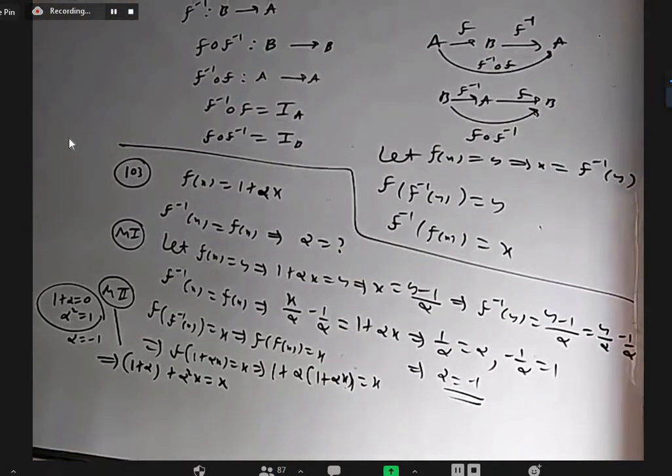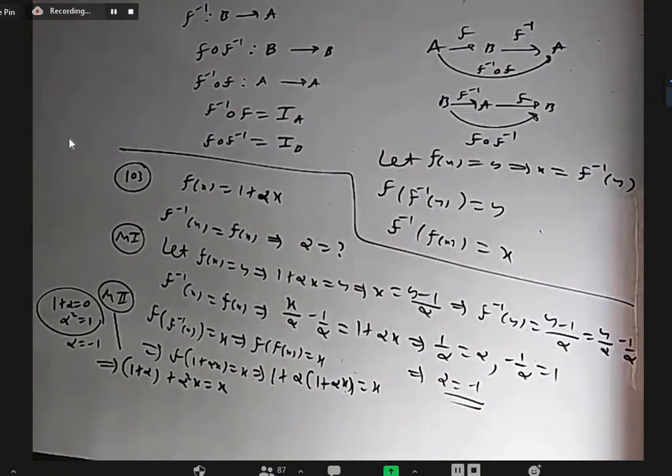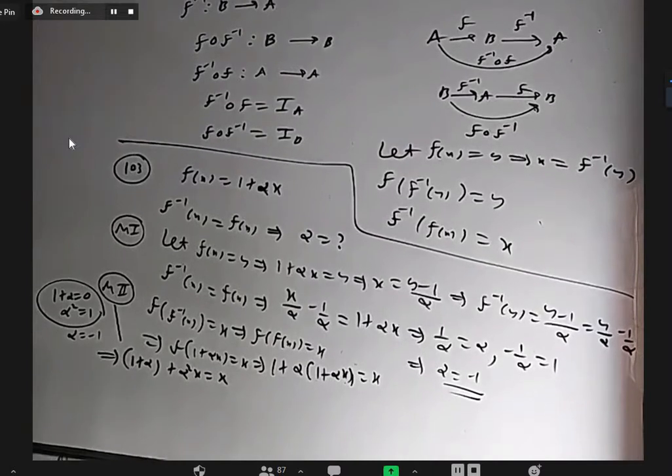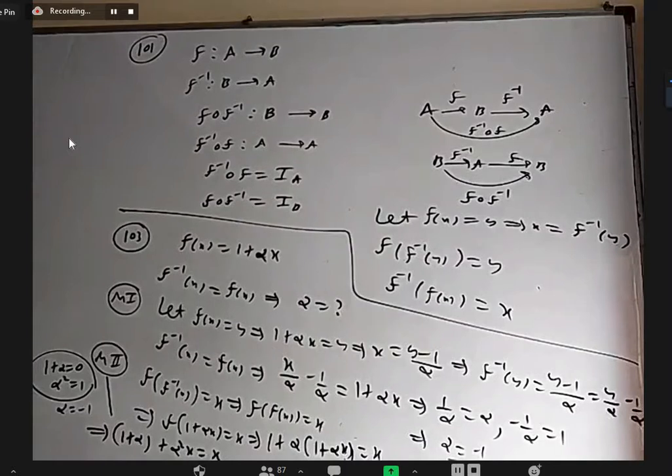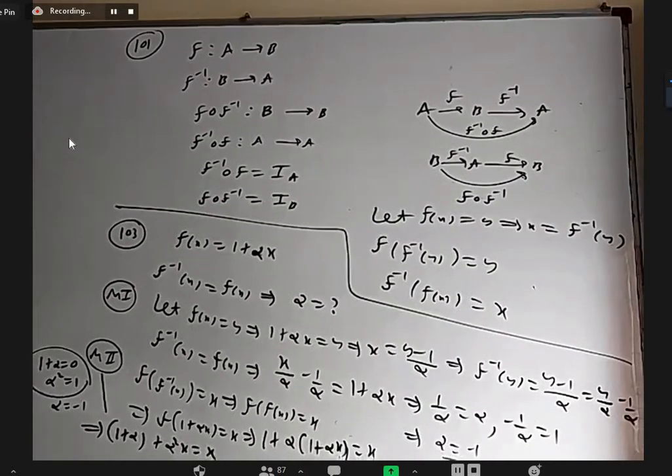Anybody else has any doubt regarding method 1 or method 2? No, sir. Okay, let us see how to do this from the graph. We can do it from the graph just like that without writing anything.